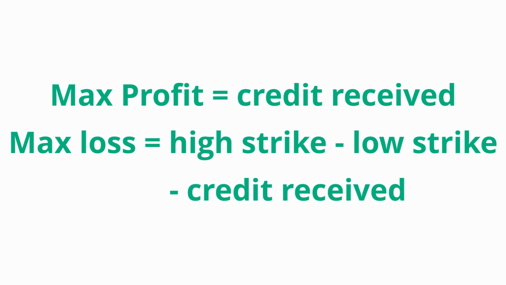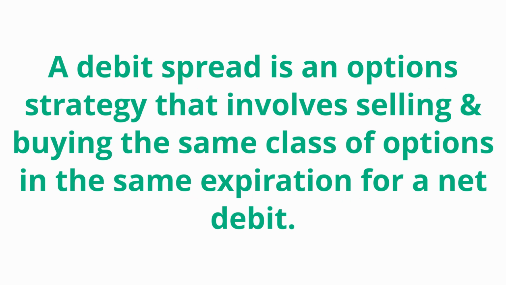The maximum profit a trader makes in a credit spread is the credit received minus commissions and fees, while the maximum loss is limited to the difference between the strike prices of the credit spread minus credits received plus commissions and fees. A debit spread is an option strategy that involves selling and buying the same class of options in the same expiration date for a net debit.